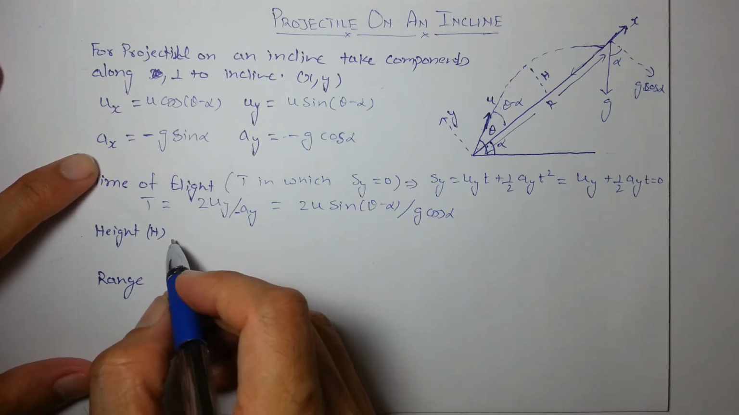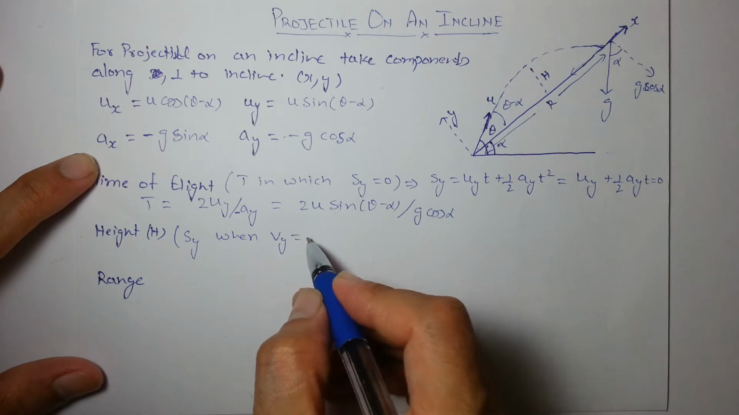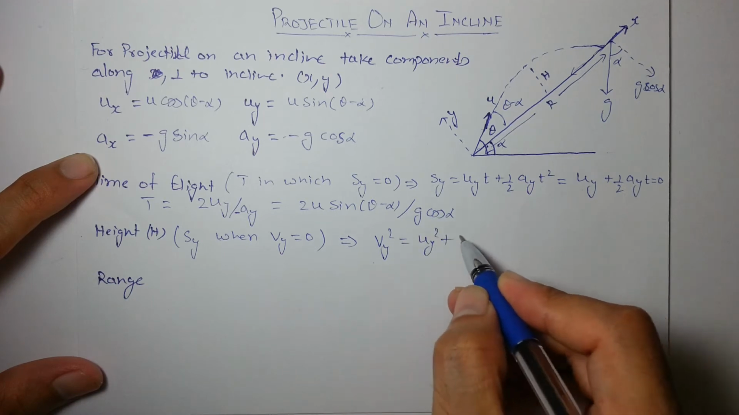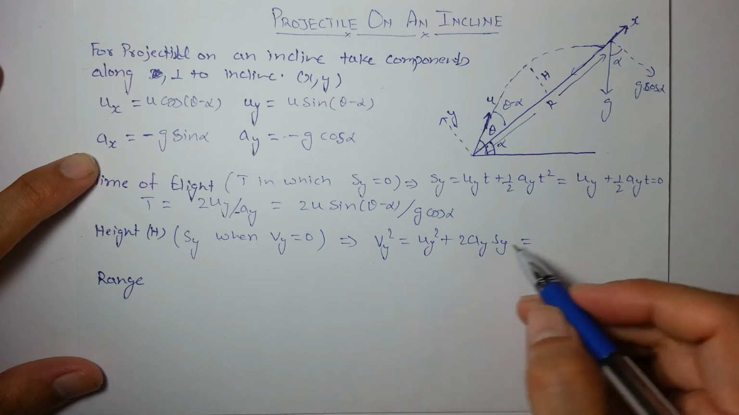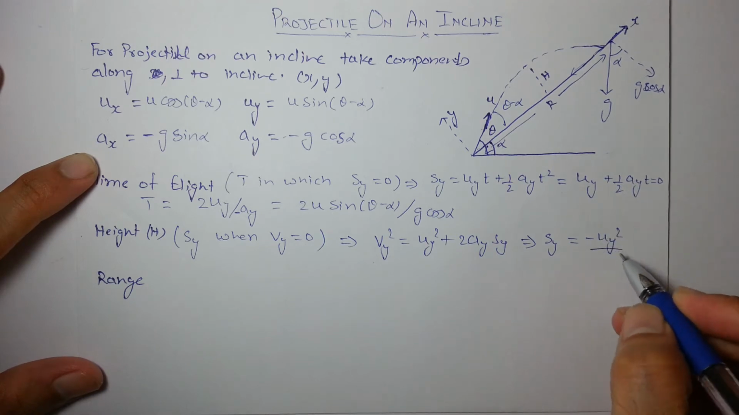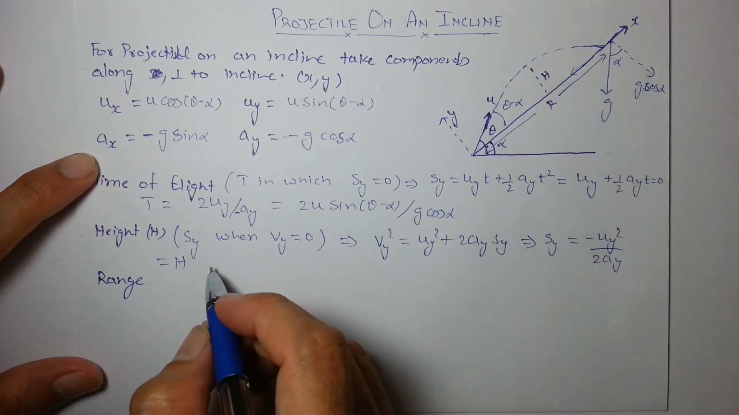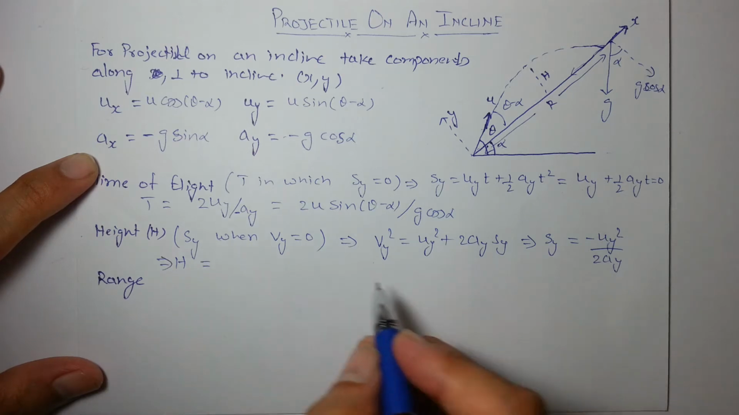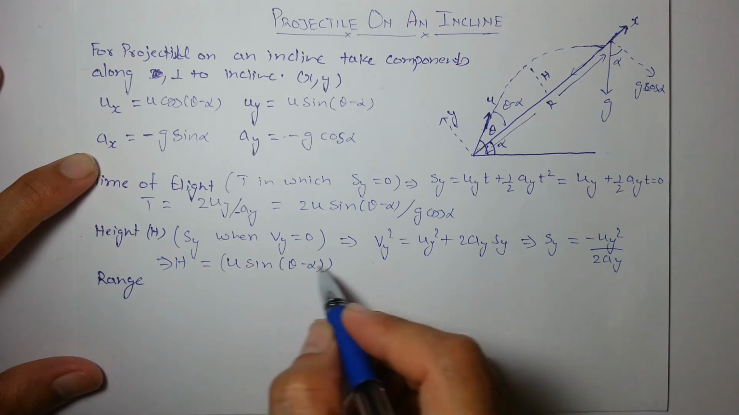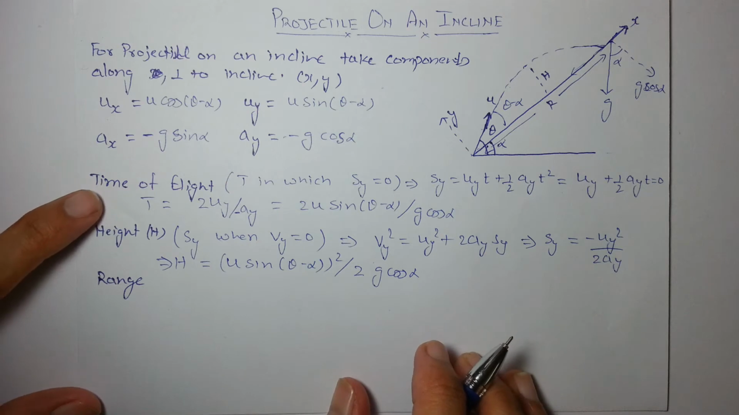What about maximum height? Maximum height is basically sy when vy becomes 0. Using the third equation, vy square is equal to uy square plus 2 ay sy, where vy is 0, so sy is nothing but minus uy square by 2 ay. Putting their values, we get h, the maximum height from the incline, as u sin theta minus alpha whole square by 2 g cos alpha. That will be the maximum height.